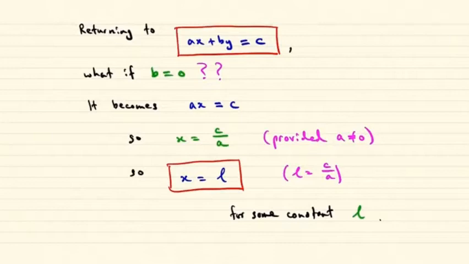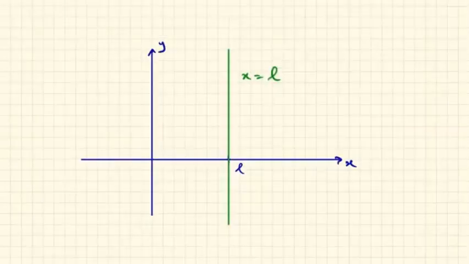Note that if a and b are both equal to 0, then c is equal to 0, and the equation is degenerate and not very interesting. So assuming b is equal to 0 forces a to be non-zero. And here is what the vertical line x equals L looks like, passing through the x-axis at L.